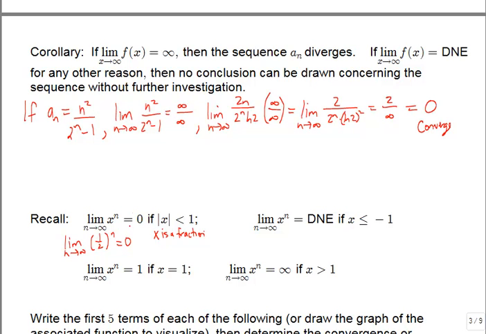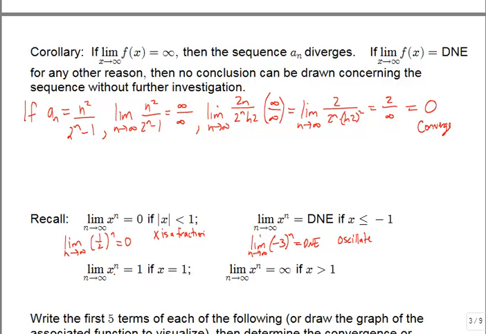If your base inside here, this x, is actually something less than or equal to -1, like -2 or -3, for example, so say we wanted the limit of -3 to the n, then that's going to be DNE, because if n is even, then this will be a positive value, and if n is odd, then this will be a negative value. So this is DNE because it's going to oscillate between positive and negative values, so it's not going to converge.